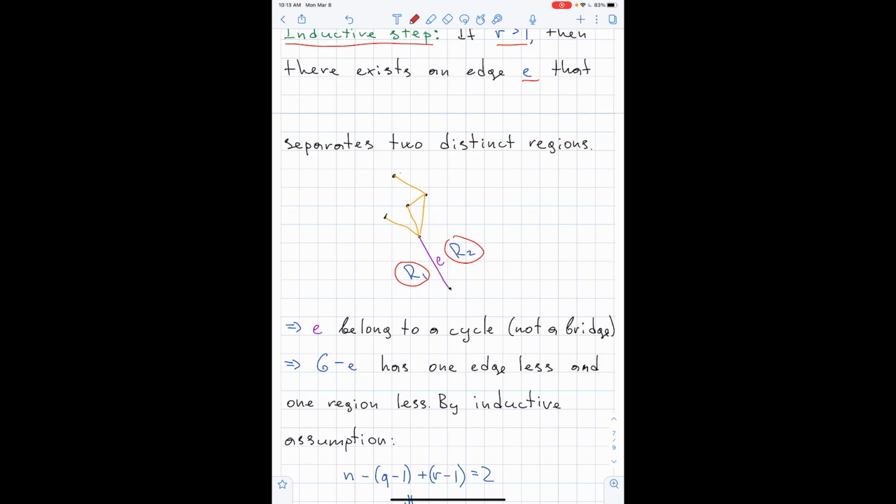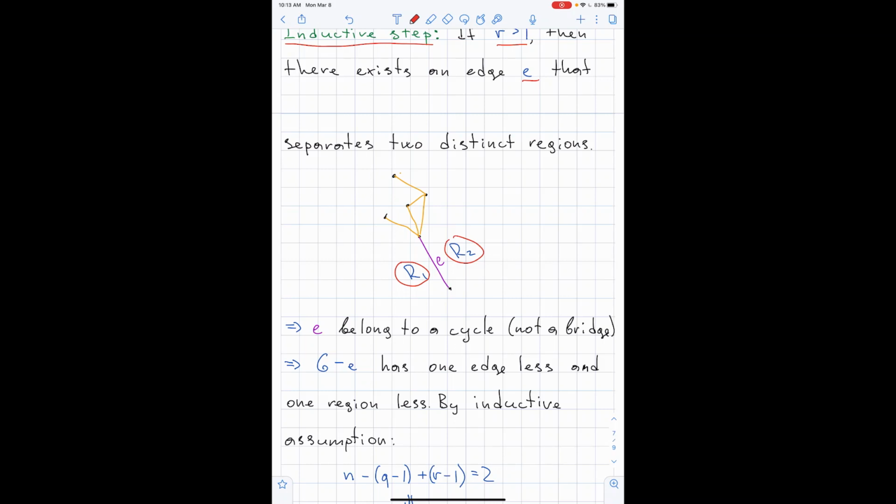Well, indeed, if we have more than one region, we just need to take one point in one region, another point in another region, and connect them by any path, maybe by a straight interval. Since those points were in different regions, this interval will intersect some edges. At least at one of the intersections, we will switch from one region to another, otherwise we would stay in the same region. So that means that there exists an edge that separates two regions. If we have more than one region, we always have such an edge.